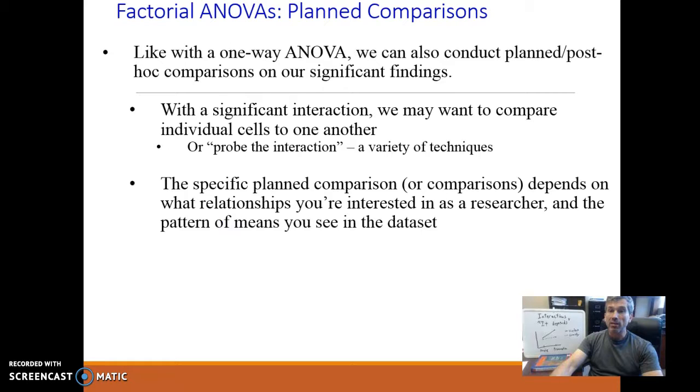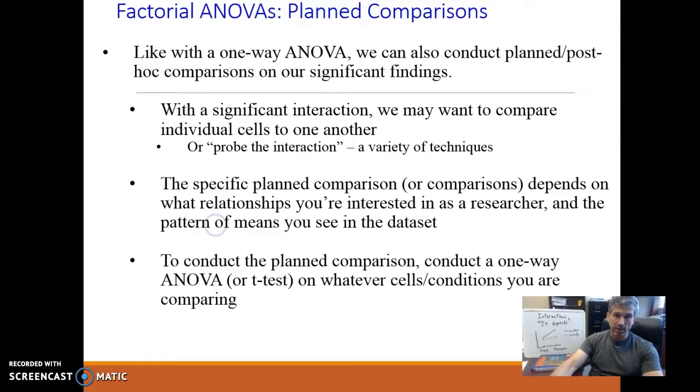With a main effect, if you only had two conditions on that factor, well, you already know that they significantly differ. But if you have three or more on that factor, you need to follow up on it the same way you would with a one-way ANOVA. So which comparisons you make depends on what you're expecting to see as a researcher. And then sometimes we make some unplanned comparisons based on patterns of means we see in the data set that we did not expect.